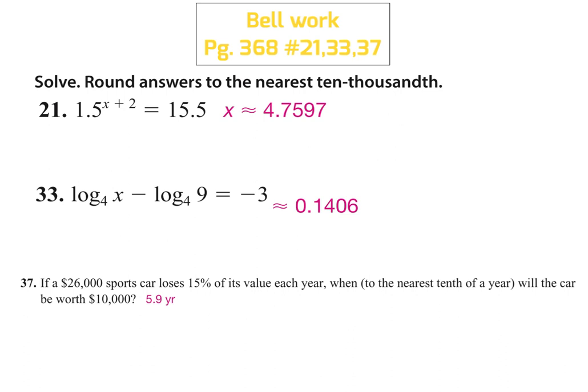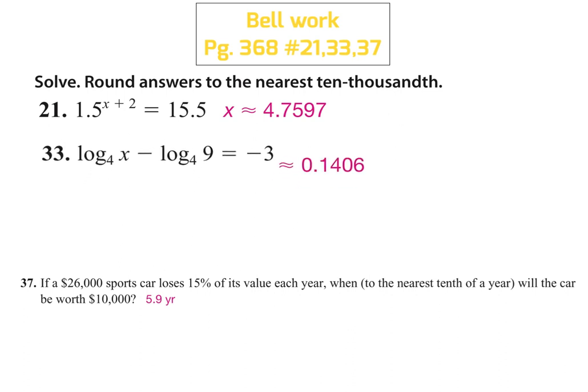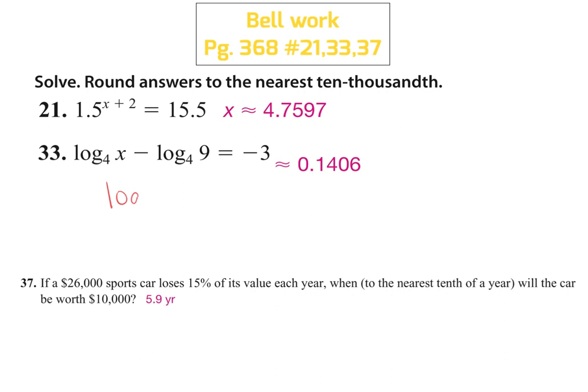If you look at the second one here, you need to put it together with one log and then solve. If you'll remember your condensing and expanding rules, if I am subtracting, I'm going to put those together in one logarithm by using division. So I'm going to rewrite this. I'm going to have log base 4, and now I'm going to do x divided by that 9, and that equals -3.